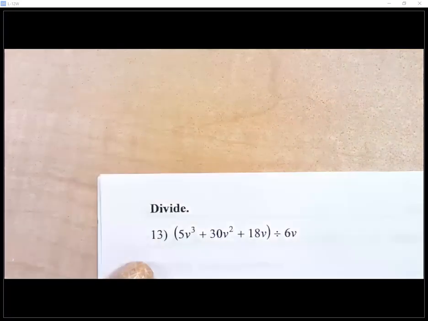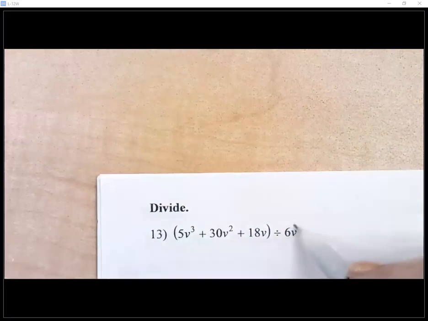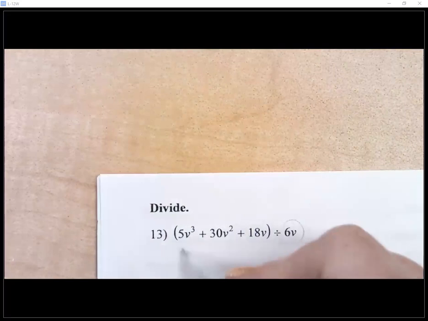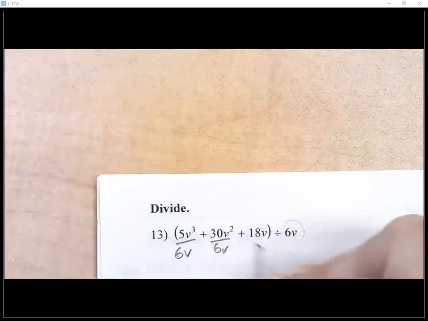Okay, let's do one like 13. These are the easy ones. When you're dividing by just one thing, it's not like a plus or a minus. I'm just dividing each of these terms by 6b in this case, each one down the line. And I just reduce each fraction.